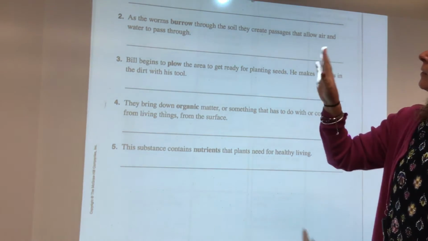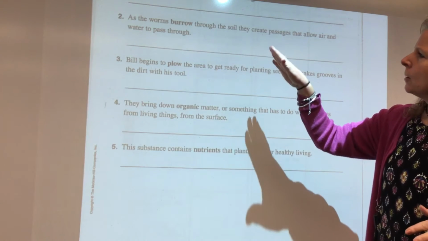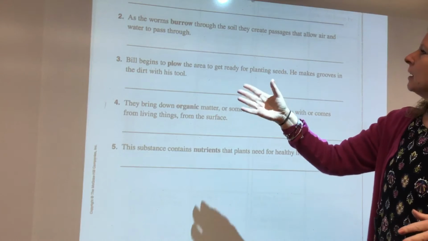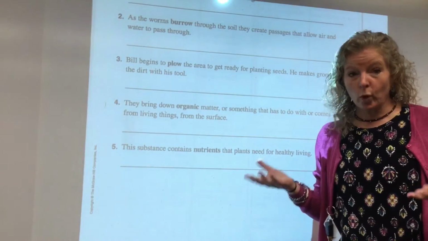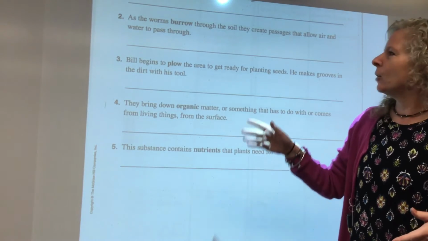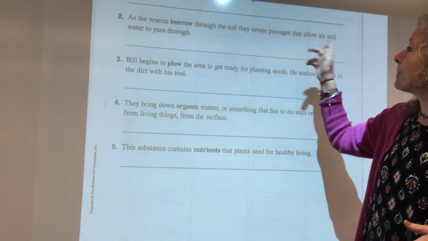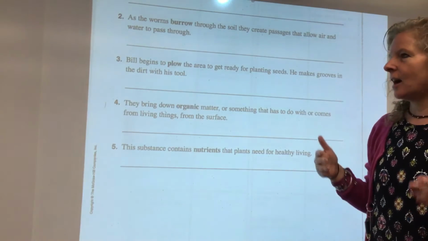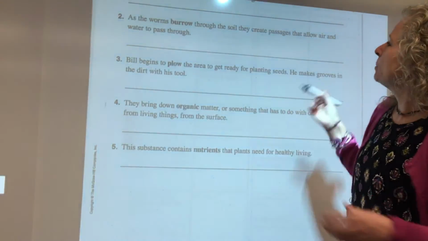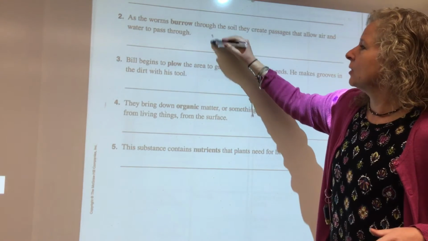So I'm like, okay, as the worms blank through the soil, they create passages. Okay, I'm thinking what I know about worms, and they like to live in the dirt. So if they burrow, they create passages that allow air and water to pass through. I think to burrow means to make little tunnels.